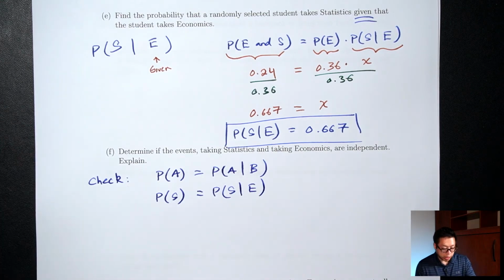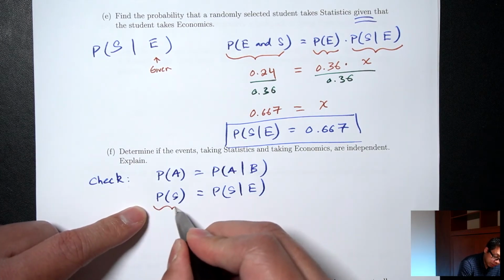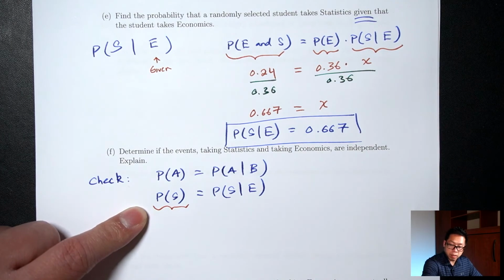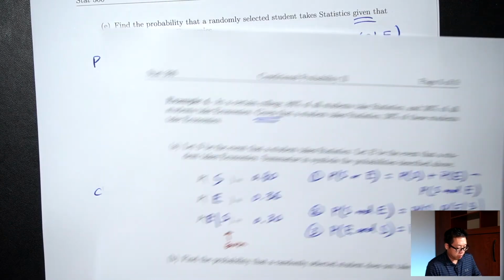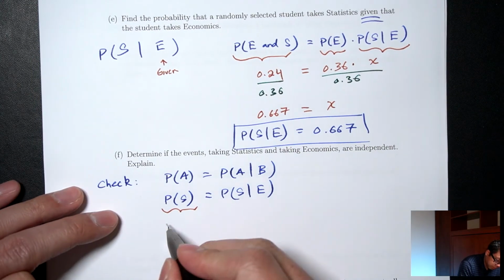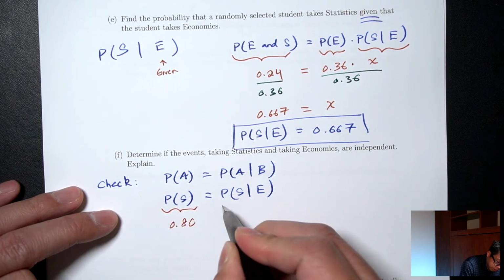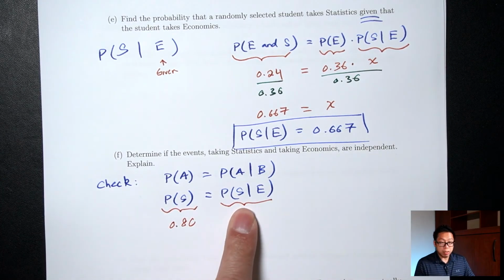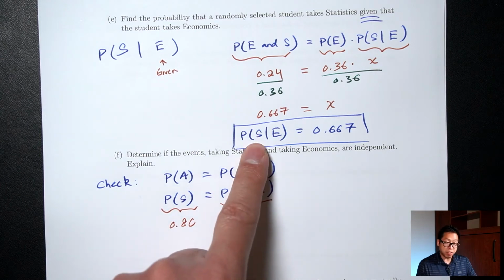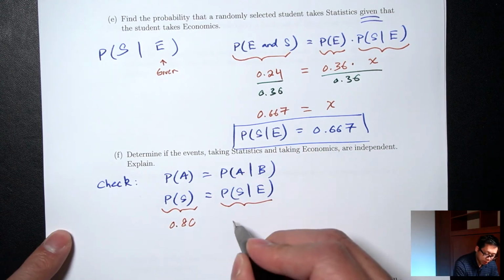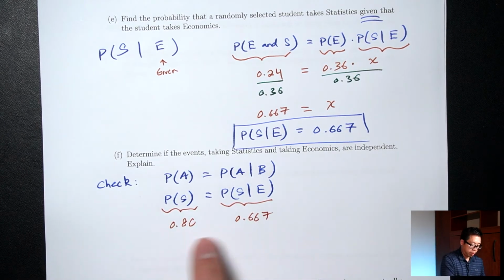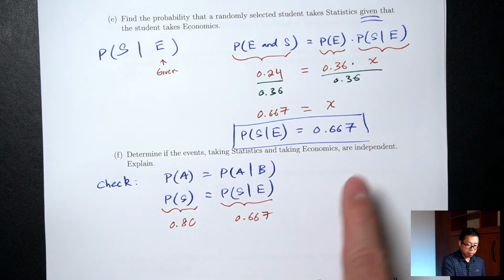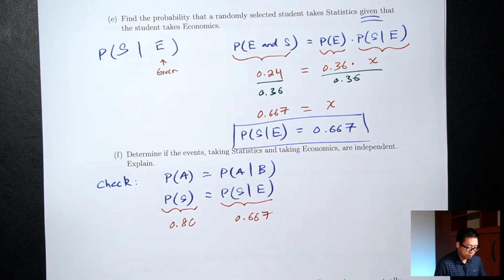And then all we need to do is check the left side, check the right side, and see if they're equal. Left side, probability of S. What is probability of S? Just regular S is 0.80. On the right side, S given E, we actually just found it, 0.667. Are they equal? They're not equal. Okay, so to answer the question, they're not independent.